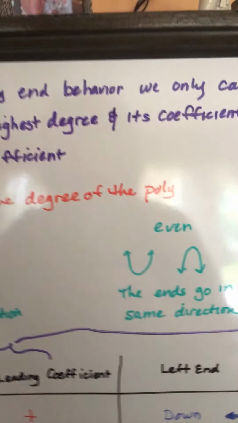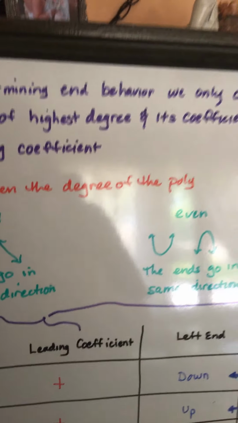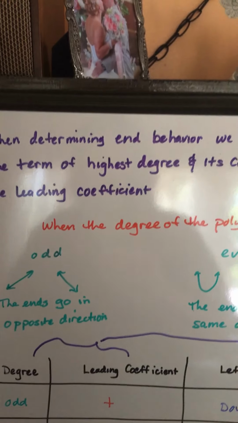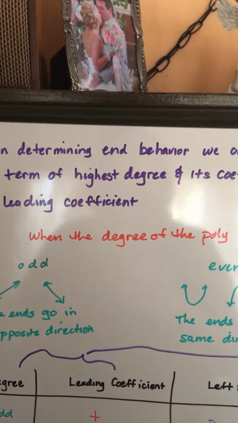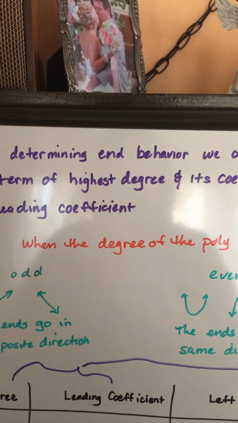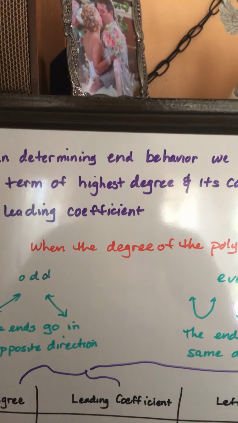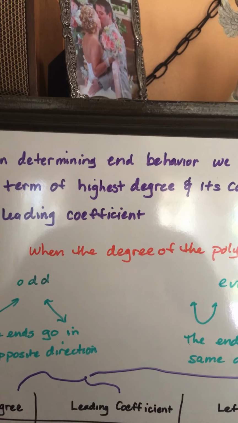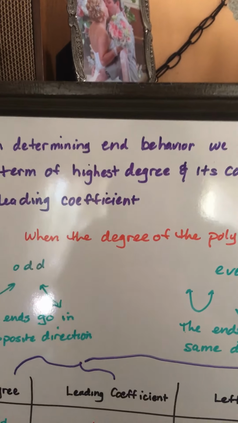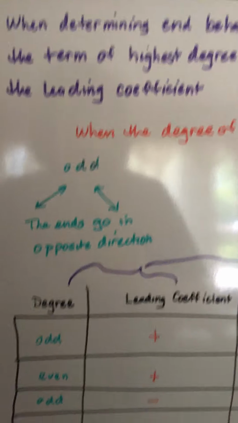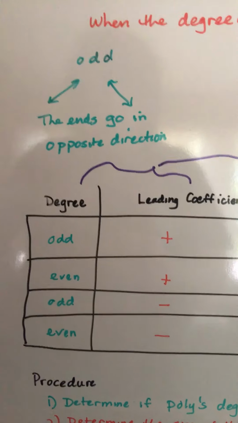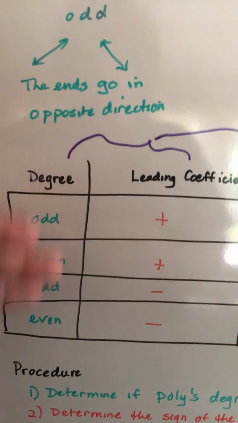Now, what are we going to do to determine this? First off, you put your polynomial in standard form, and when it's in standard form, the highest degree or exponent is first, down to the lowest degree. And since the highest degree is listed first, the name of its coefficient you learned was the leading coefficient. So I'm going to have the four possibilities.